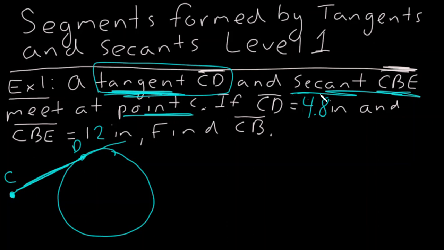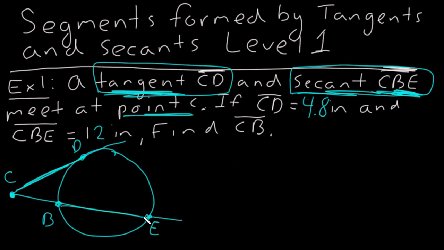Now next, I look at secant CBE, and what we know about a secant is it touches the circle in 2 points. So that will be point B and point E. So I can draw it as such, putting my point there. So let's see, it goes C, B, E, so I'll put a B, and I'll put an E right there. Now, remember this line could keep extending, but we're really only talking about these segments.